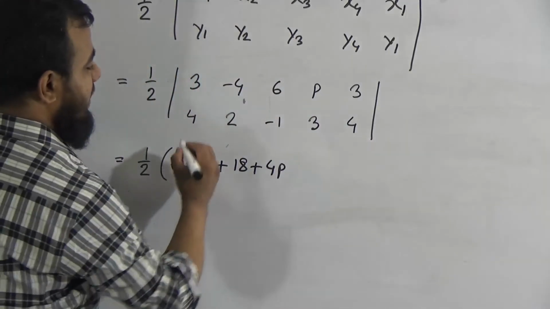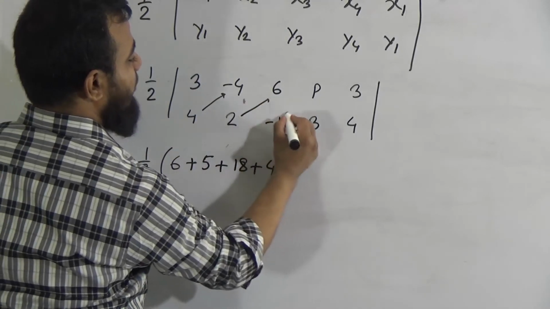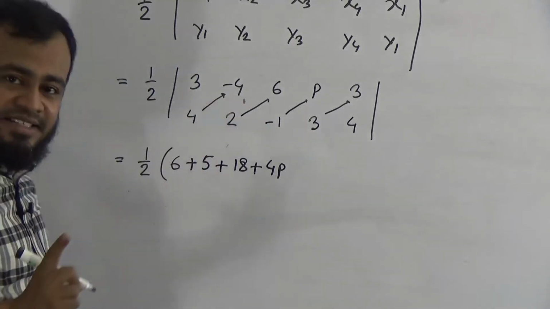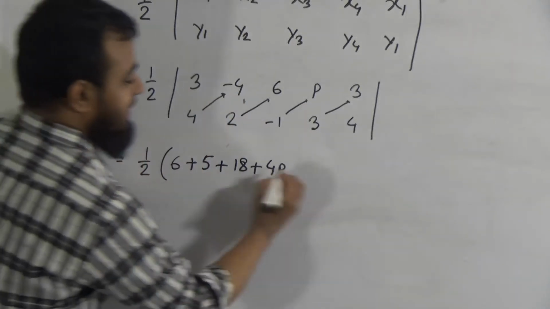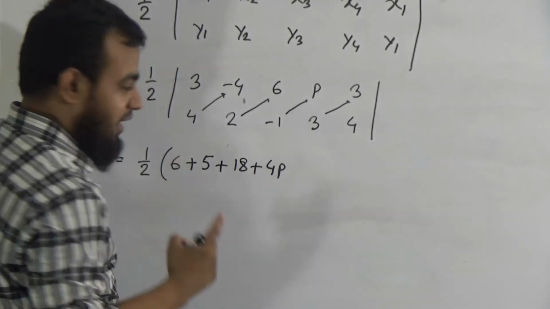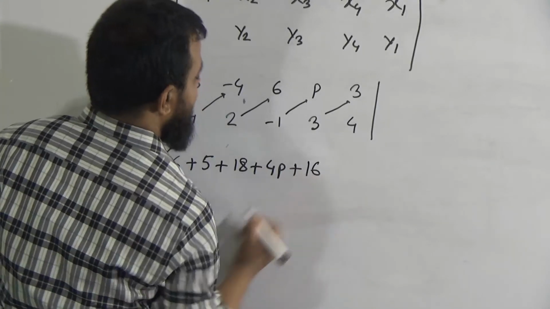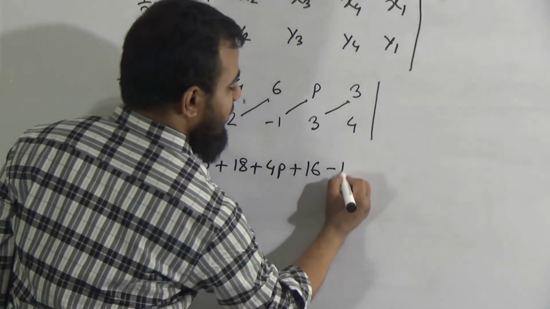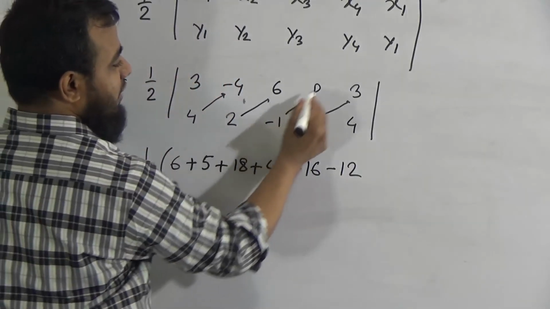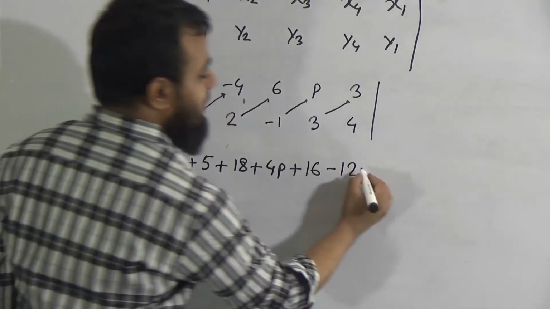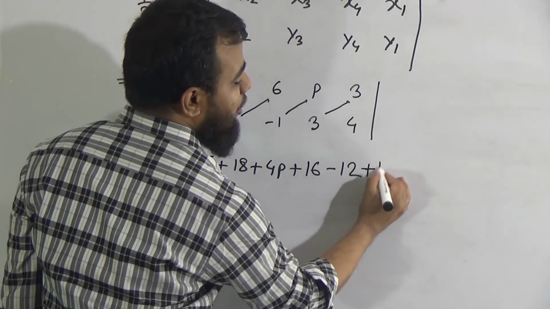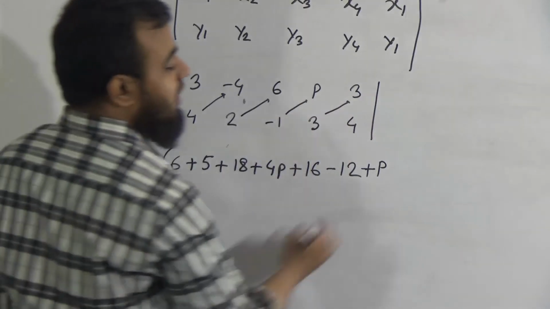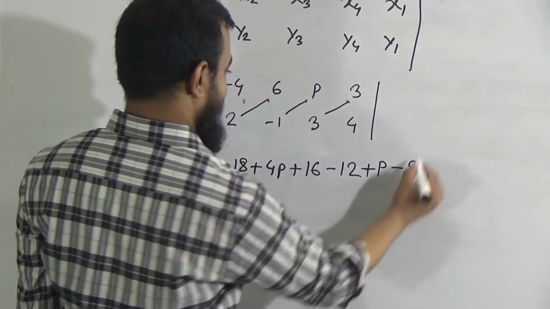Now we'll take the negative sign if we go bottom to top. Okay, bottom to top. Now 4 and minus 4 makes minus 16. We have the negative sign, minus and minus 16 will make plus 16. Now 2 and 6 makes 12, but we have a negative sign, it will be minus 12. Minus 1 and P makes minus P, and that minus sign will be positive sign, it will be plus P. Okay, and 3 and 3 makes 9, but we have a negative sign, it will be minus 9. I hope you have understood.